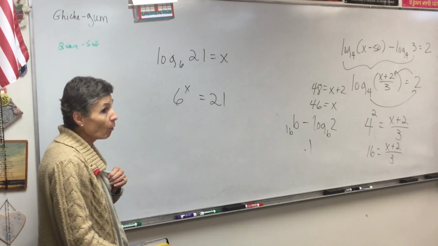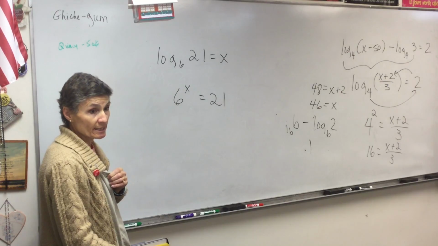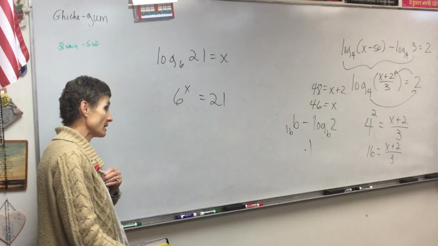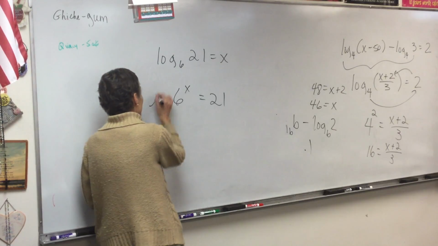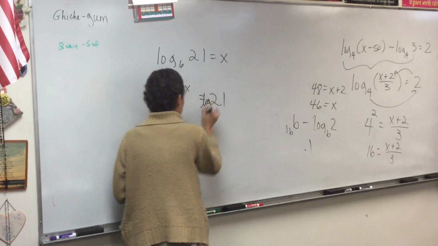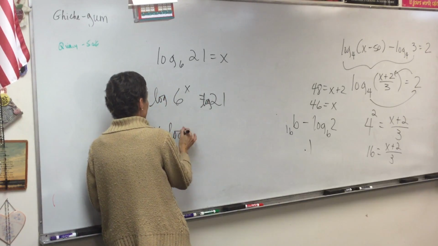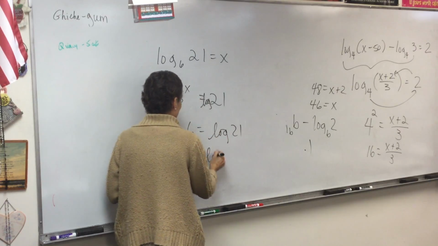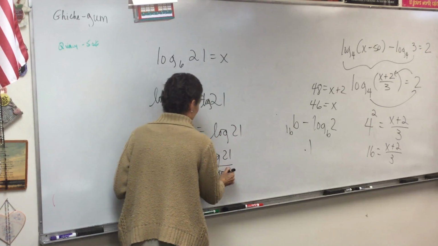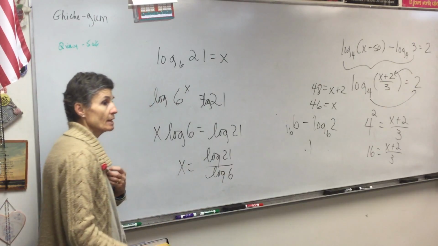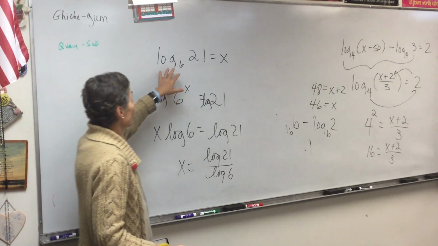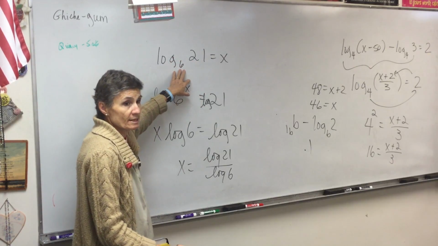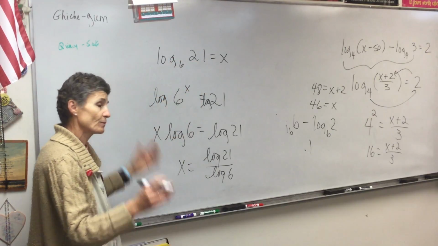But now, my variable is an exponent. So what do I do when my variable is an exponent? I take the logarithm of both sides. And then that exponent comes off. And I end up with the log of 21 over the log of 6. It will always be the case when you evaluate that it's log 21 over log 6. You're going to memorize that.